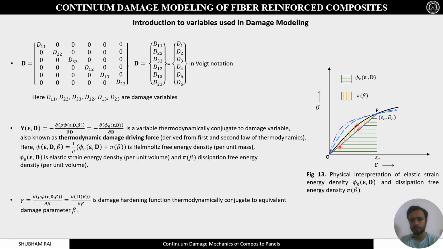Here we are able to see, suppose the black one is the stress strain curve for any material. At this point P, when we unload the material, the green region represents the elastic energy recovered, and the yellow region represents the energy dissipated. So beta is accounting for this dissipated energy, and the damage variable is accounting for the elastic energy that is present in the body.